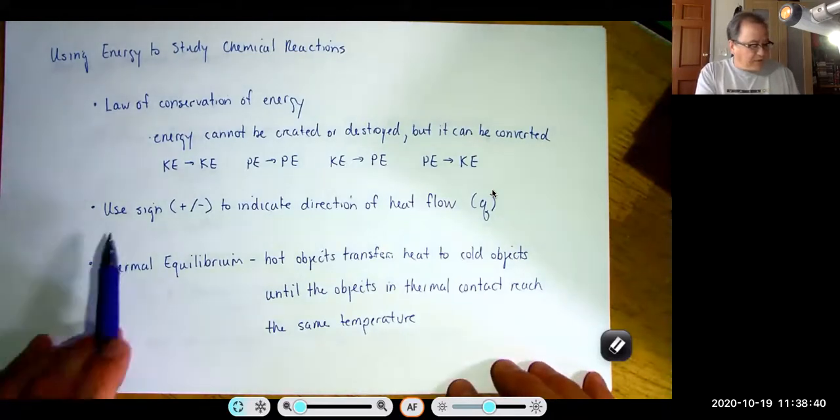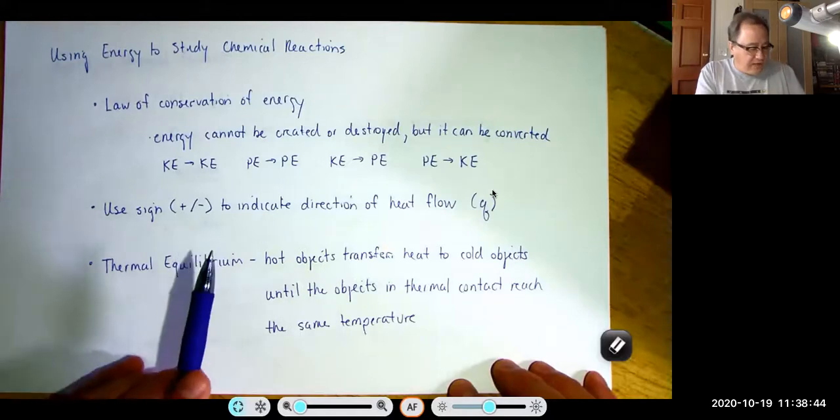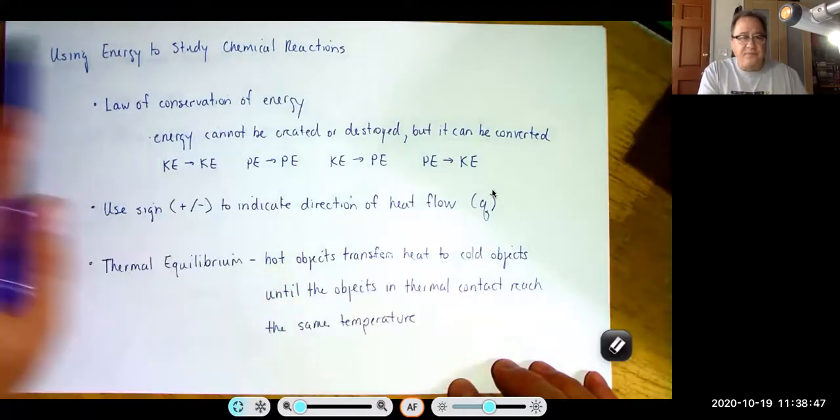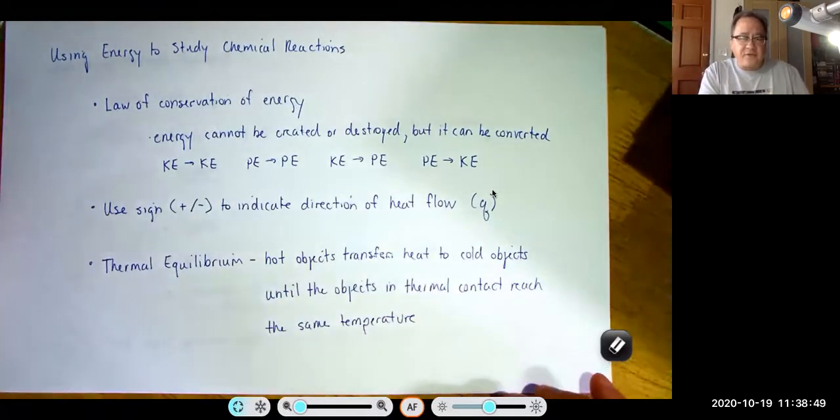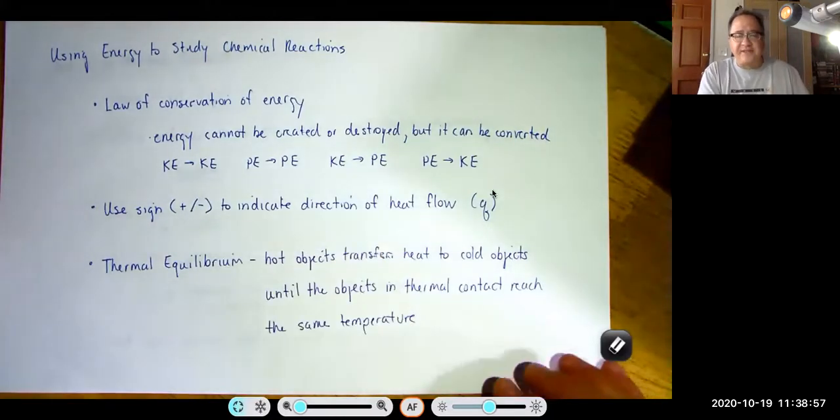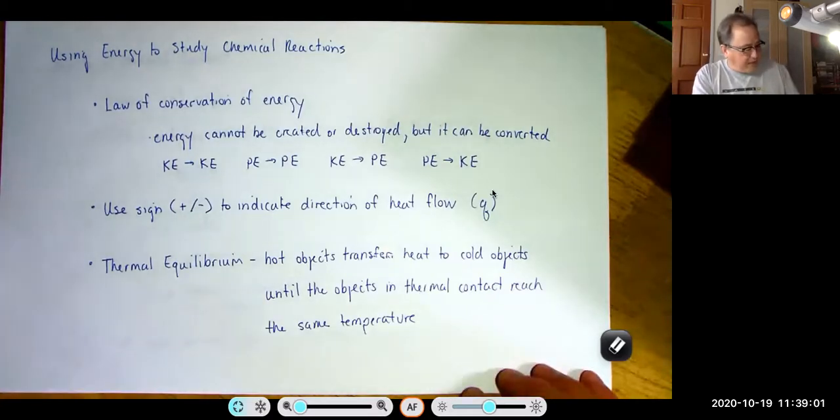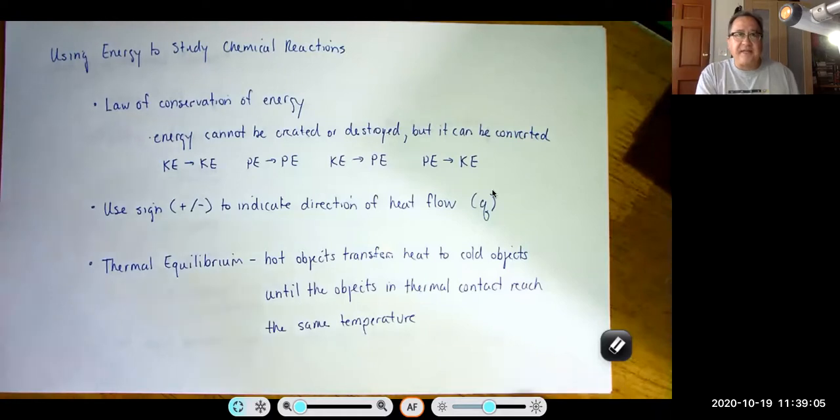We want to be able to use sign to indicate the direction of heat flow. So for heat, we use the symbol Q, and we find that it's very useful to indicate whether or not heat is flowing into something or flowing out of something. And so we want to be able to use sign to indicate that, since it's either going in or out, so plus or minus.